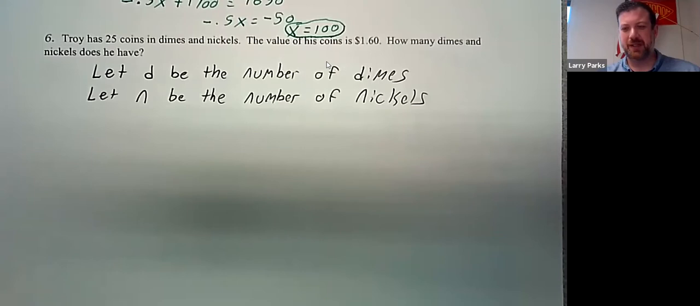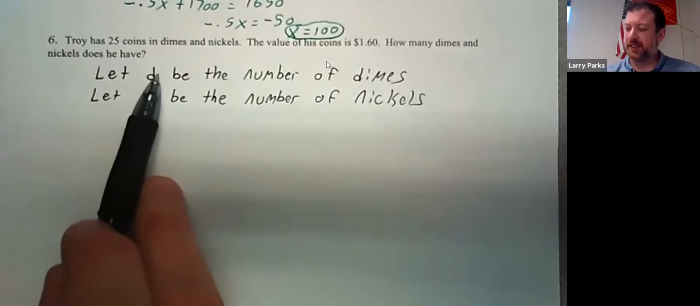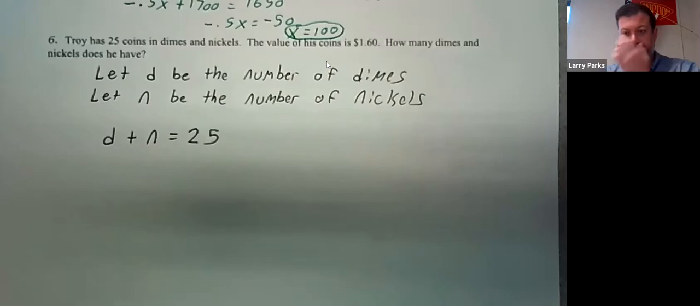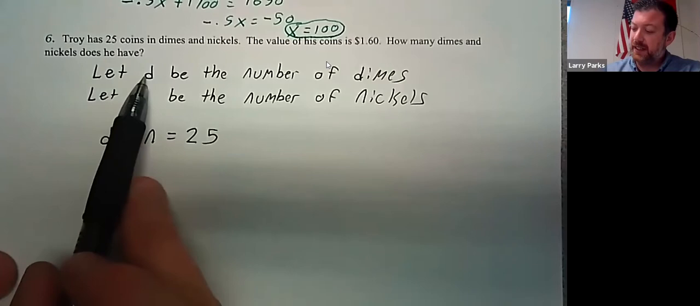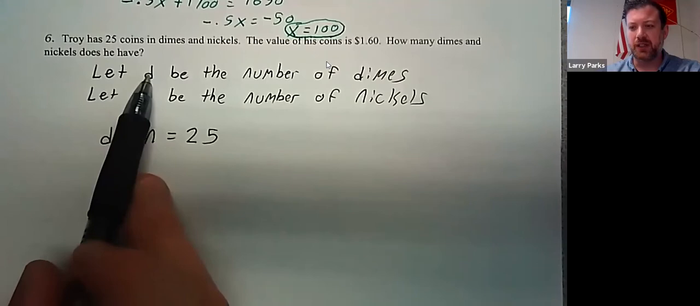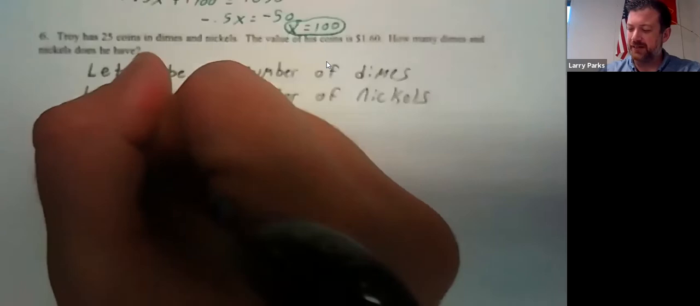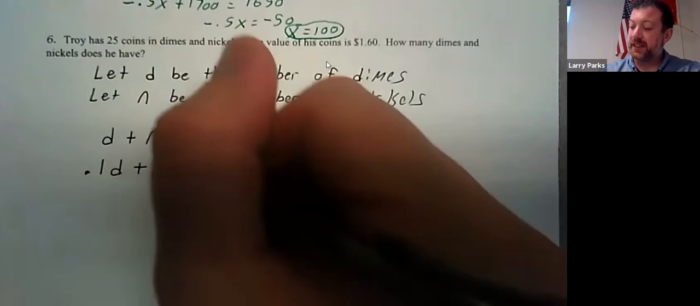So he has 25 of those. We don't know how many dimes and nickels those are, but the equation would be D plus N is 25. And then the value is $1.60. So the value of a dime is 0.1. They did not tell us that. They assume we know that. And then the value of a nickel is 0.05. And then altogether, he has $1.60.